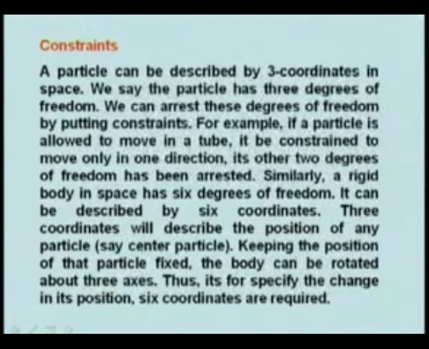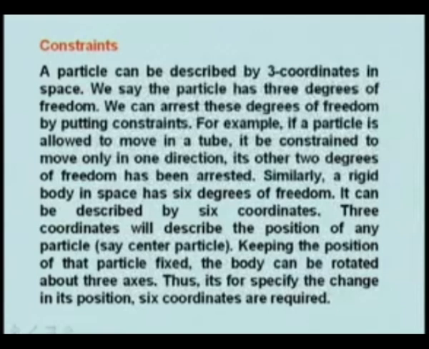We can constrain, for example, suppose we say that the particle is allowed to move in a very thin tube, or on a rod, then it is constrained to move only in one direction; its other 2 degrees of freedom have been removed. So, we have removed 2 degrees of freedom. Similarly, a rigid body in space has 6 degrees of freedom, because it can be described by 6 coordinates.